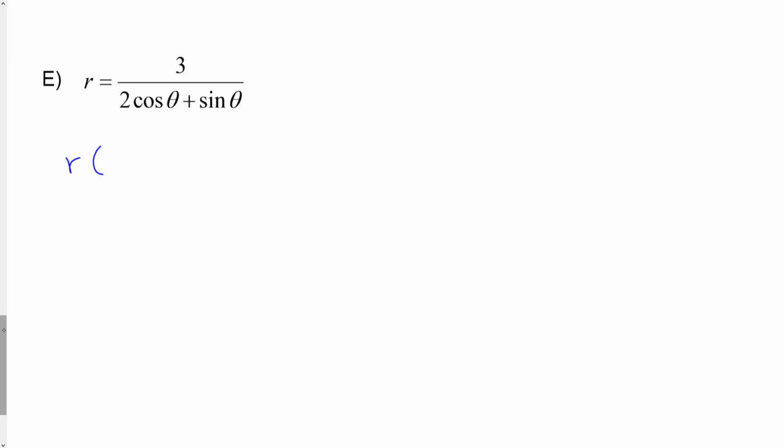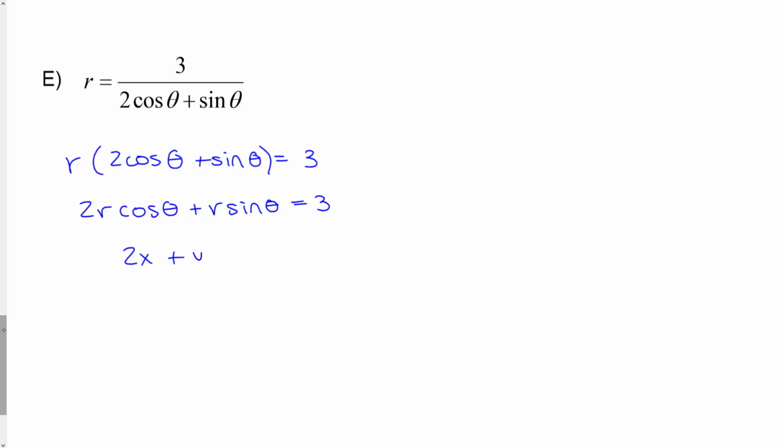And one last example. r equals 3 over 2 cosine theta plus sine theta. So I'm going to multiply both sides by the denominator and distribute the r. So 2r cosine theta plus r sine theta equals 3. So 2x plus y equals 3. And that's a nice equation of a line.